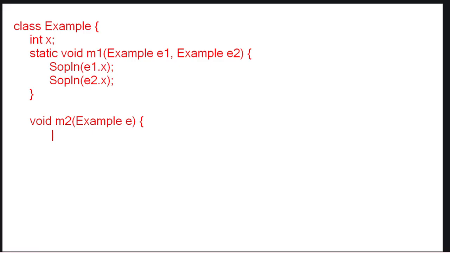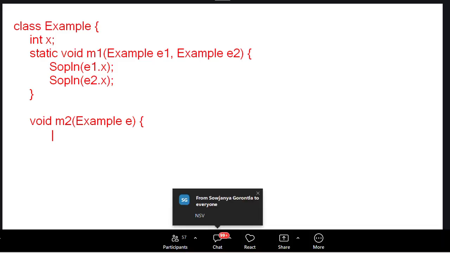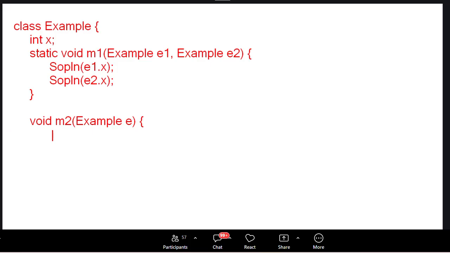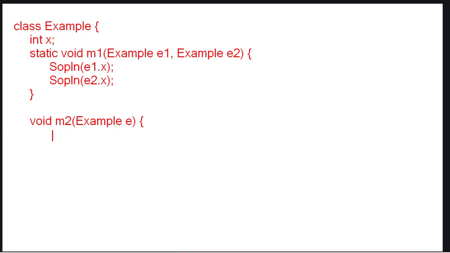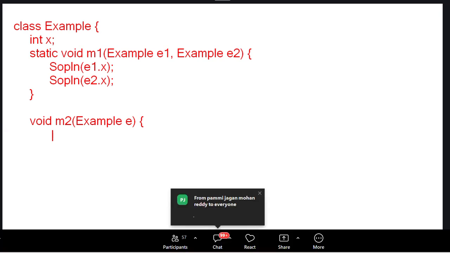Third point: for reading a non-static variable value from the current object, we must access the non-static variable either directly by its name or by using this dot.